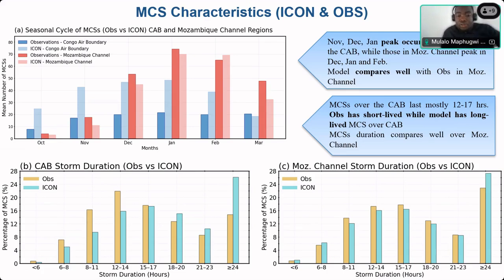You have the peak at 12 to 14, 15 to 17 hours, where most of the storms tend to last these hours. And then obviously you have a lot of storms that extend for a prolonged period of over 24 hours, so that's a storm lasting for more than a day. And then for B there, which is the Angola highlands and the Congo Air Boundary region rather, for the peak hours of 12 to 14, 15 to 17, it's comparable. But for storms that are long lasting, more than a day, the model tends to have more of such storms, whereas it is not truly what is being observed.